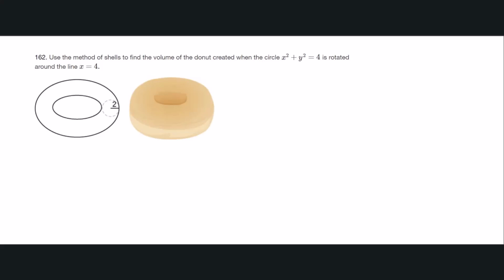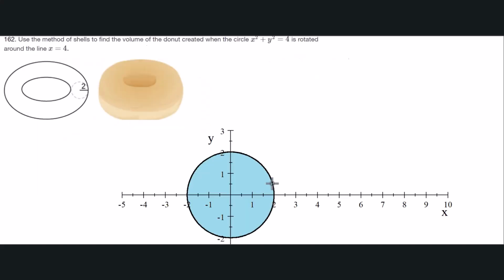So we are going to work on this question in our textbook, where we are rotating this circle, or actually the region in this circle, because we have to find the volume. We are revolving this region in the disk around the line x equals 4. So let's see how it goes.